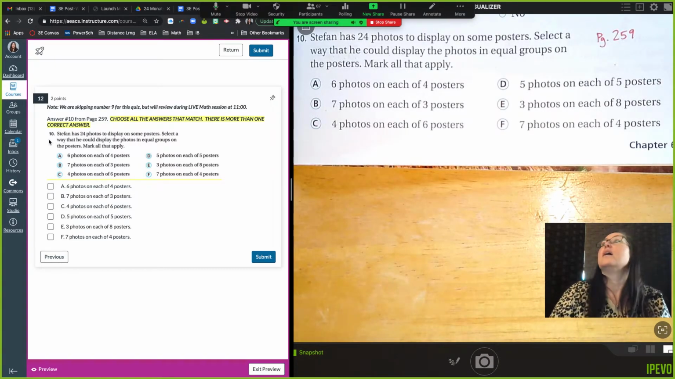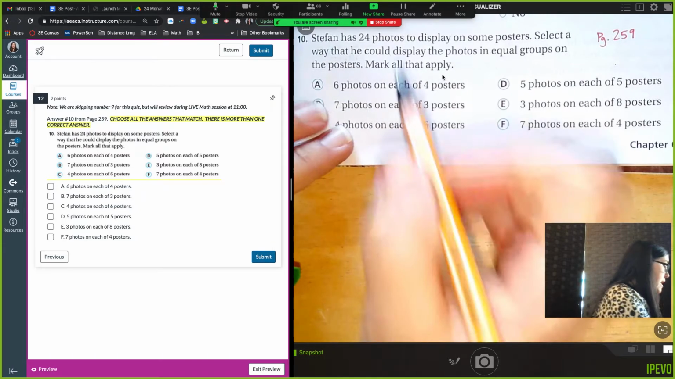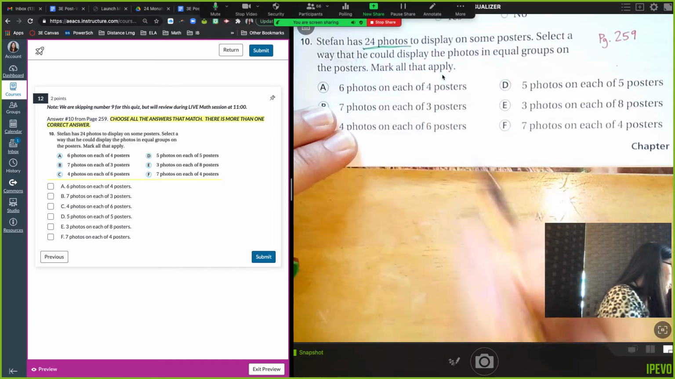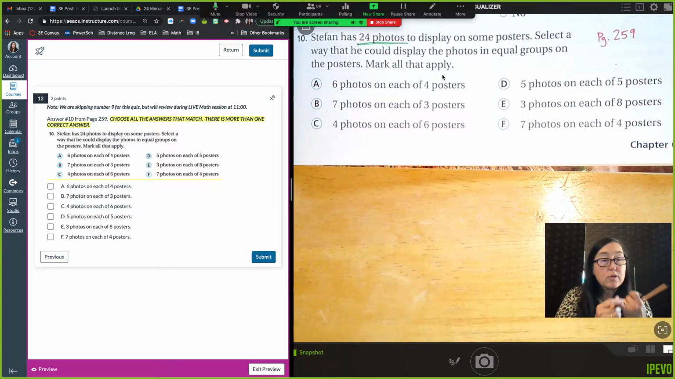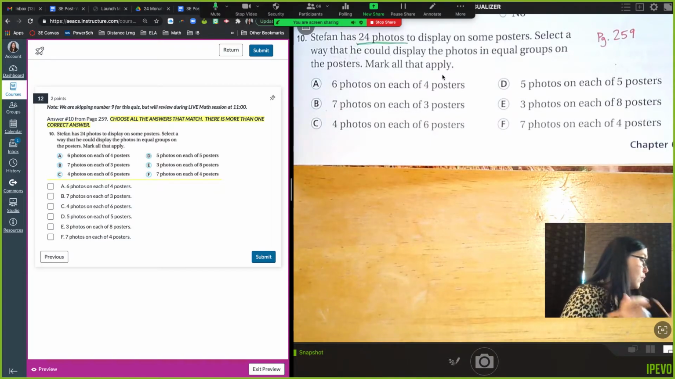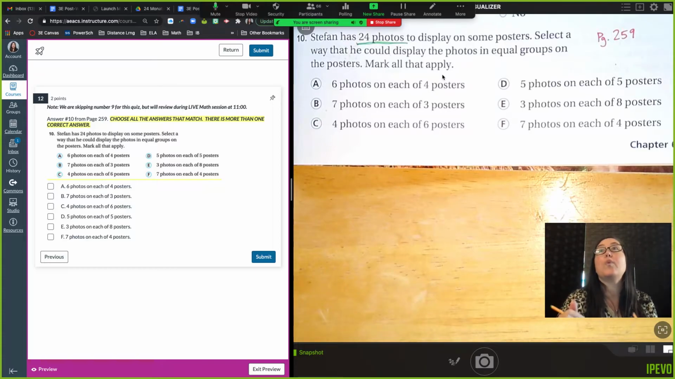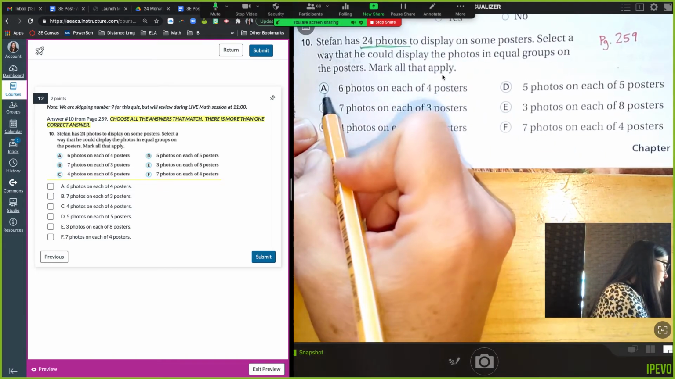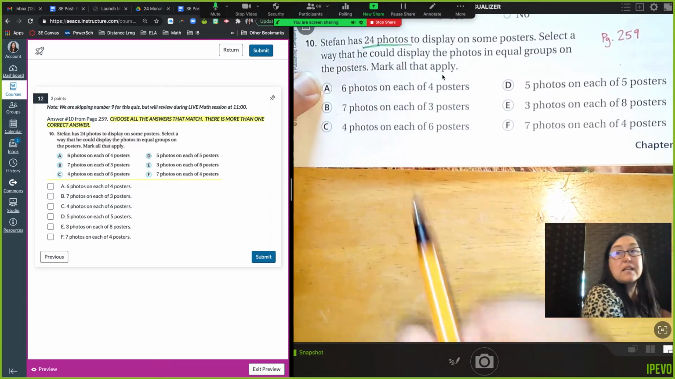Here we go. Stefan has 24 photos to display on some posters. Select a way that he could display the photos in equal groups on the posters. Mark all that apply. So this is another one of those where there's more than one right answer. So let's make sure we understand what's happening. He has 24 photos and he's making some posters. They're not telling us how many posters, and they're not telling us how many he's putting on each poster. So we just know that it has to equal a total of 24 photos. So let's look at each of these 6 choices as an option.